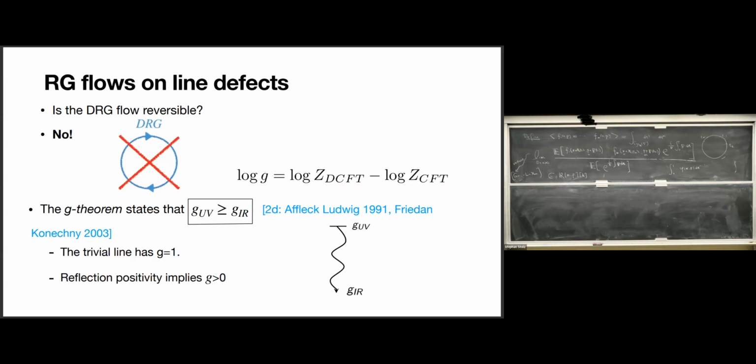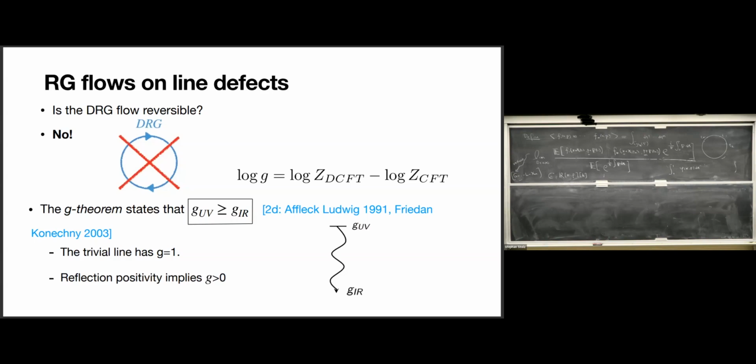The G theorem states that there exists a quantity that we call G that satisfies this inequality. The G in the UV, in small distances, is always larger or equal to G in the IR, in large distances. Where this G, so actually log G, is defined like that. So this is the partition function in the presence of a defect, and this is the partition function without the defect. And both are defined over the exact same regime, the same geometry.